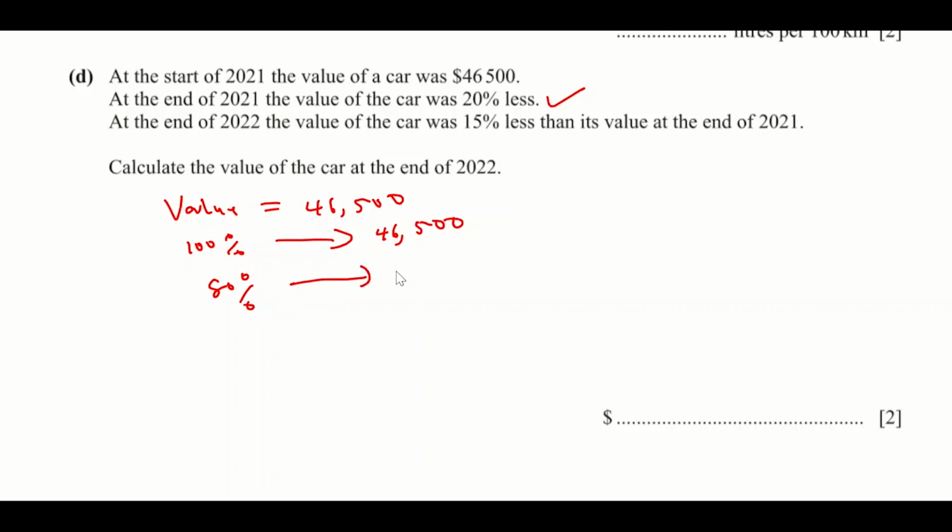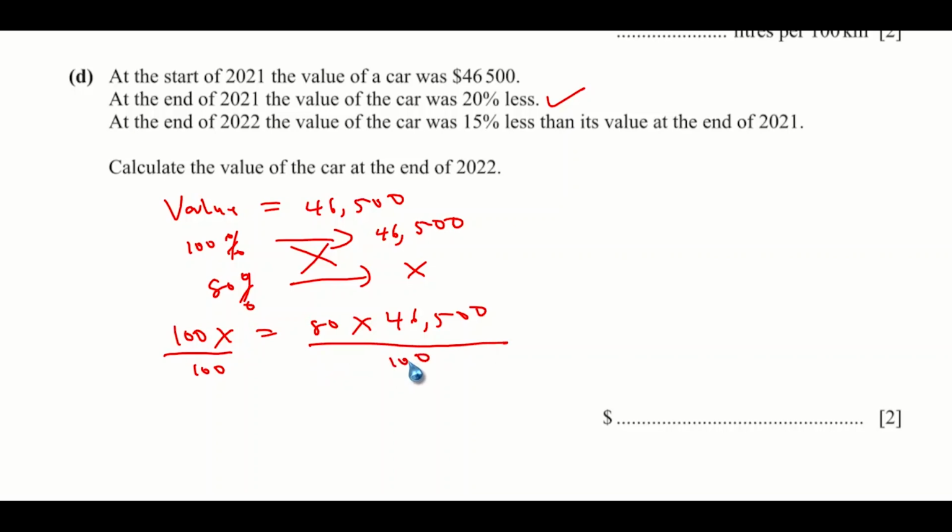So what would be the value? We can just say x, for instance. If you cross multiply, you are going to get 100x equal to 80 multiplied by $46,500. If you divide both sides by 100 to get the value of the car when it was at 80%, this will cancel this. So x is equal to $37,200.